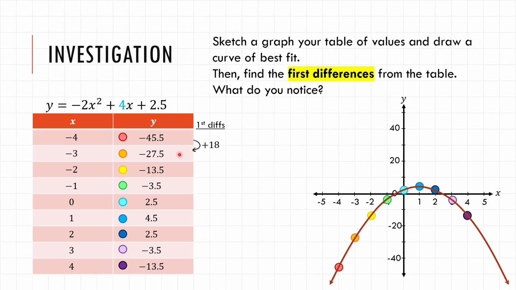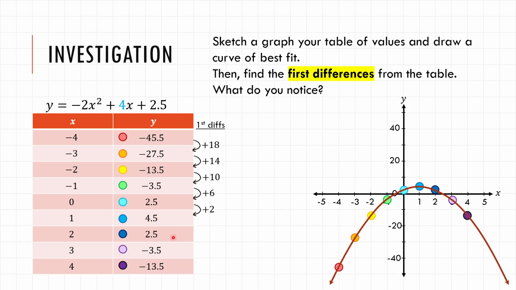What do I have to add to get from here to here? Well, very similarly, I can subtract these two, and that would give me 14. So from negative 27.5, plus 14 gets me negative 13.5. Plus 10 gets me negative 3.5. Plus 6 gets me 2.5. Plus 2 gives me 4.5.